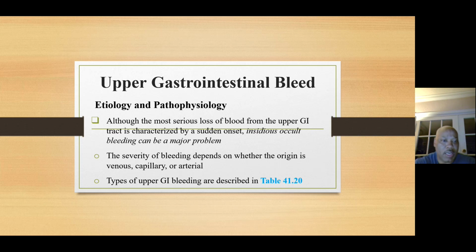And table 41.21 lists some of the common causes of upper GI bleeding. So make sure you take a look at it. All right.